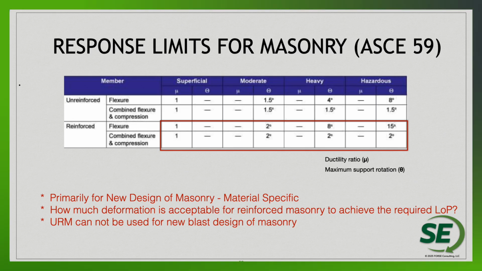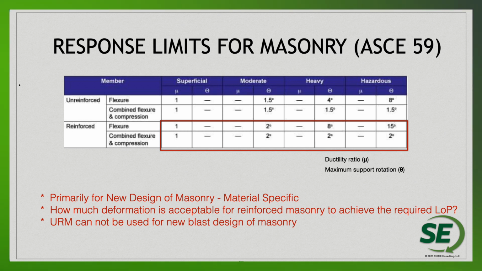The second row for reinforced masonry represents combined flexure with compression. And here, basically, that means that the wall can carry axial load. Under combined loading, the allowable deformation is reduced because the walls are not purely bending members in this case. For moderate and heavy damage, the rotation limit is 2. This reflects the fact that axial load stiffens the wall and reduces available deformation capacity. So if these calculated parameters fall within moderate or heavy bands, and that matches the project's level of protection requirement, the design is acceptable.